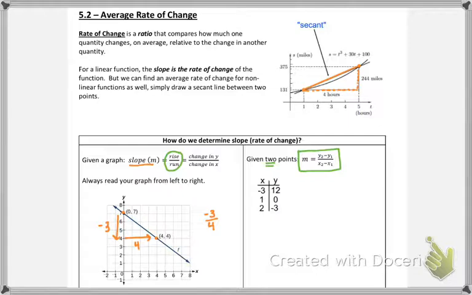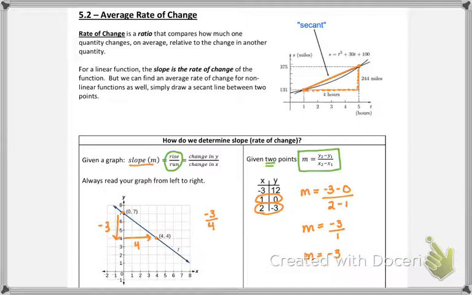So for example, if I want to use (1, 0) and (2, negative 3) to calculate the slope, then I'm going to use my slope formula, and I'm going to say that (1, 0) is my x1, y1, and (2, negative 3) is my x2, y2. So I'm going to subtract my y's, negative 3 minus 0, divided by, and make sure you're consistent when you're subtracting the x's, 2 minus 1. So that's going to give me negative 3 over 1, and my rate of change, or my slope, is just negative 3.